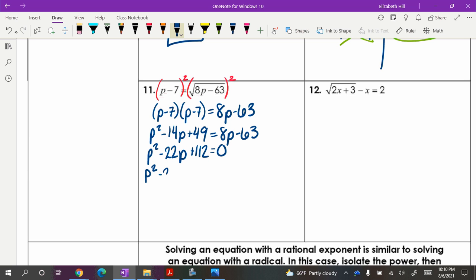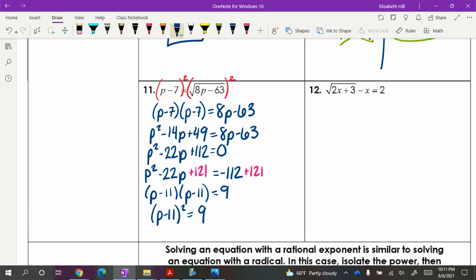So p squared minus 22p is equal to negative 112. Half of 22 is 11, and 11 squared is 121, so I'm going to add 121 to both sides. I'm going to do this and then be like, oh yeah, the factors would have worked. So we have p minus 11 times p minus 11 equals negative 112 plus 121, which is 9. Oh yeah, it's definitely going to work out here. So p minus 11 squared is equal to 9. Now I can take the square root, so I have p minus 11 equals plus or minus 3.